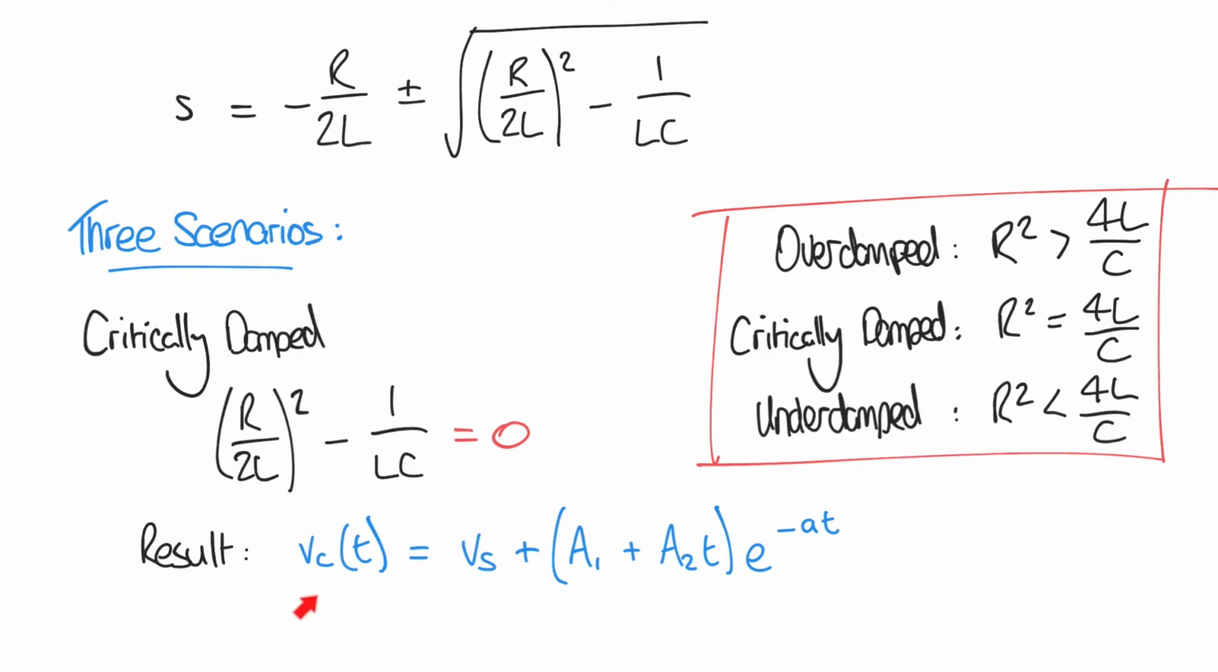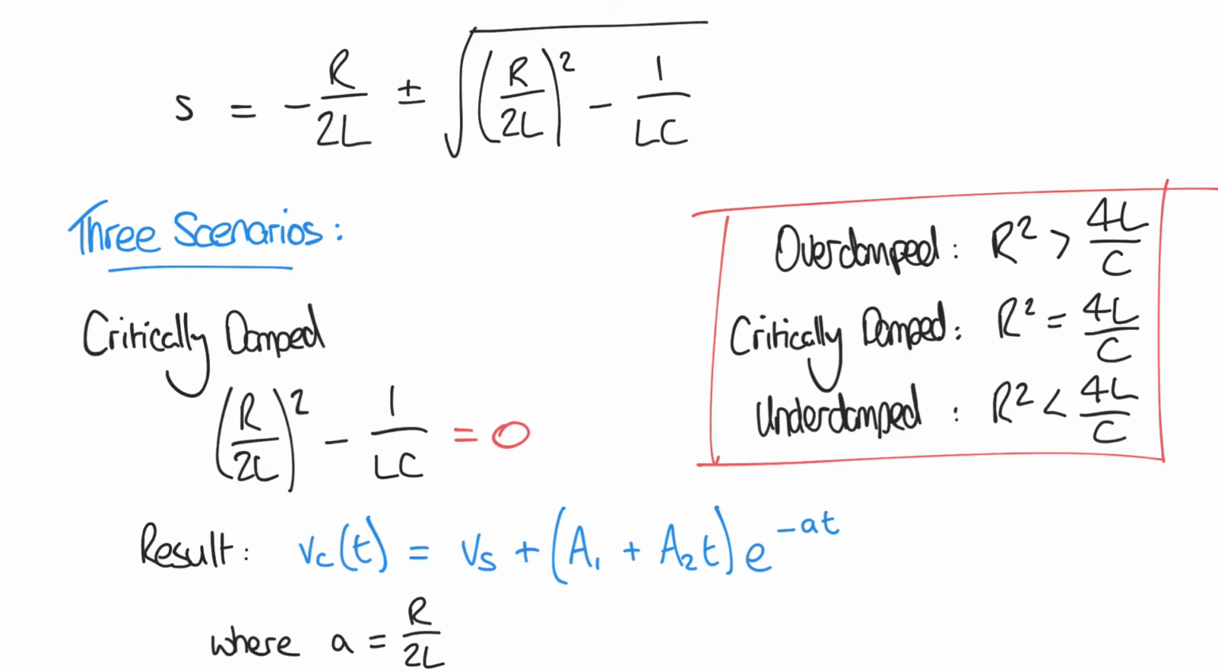Vc of t, so notice we're in the time domain, we've skipped straight over Laplace transforms. Vc of t is equal to Vs plus (A1 plus A2 t), close brackets, e to the power of minus a t. Now in this case, the value of a, little a, in the power of the exponential there is R over 2L. A equals R over 2L. But these constants A1 and A2 are unknown. We need to work those out.